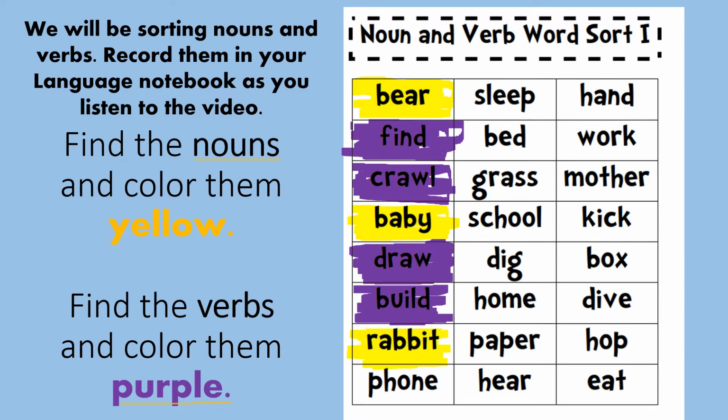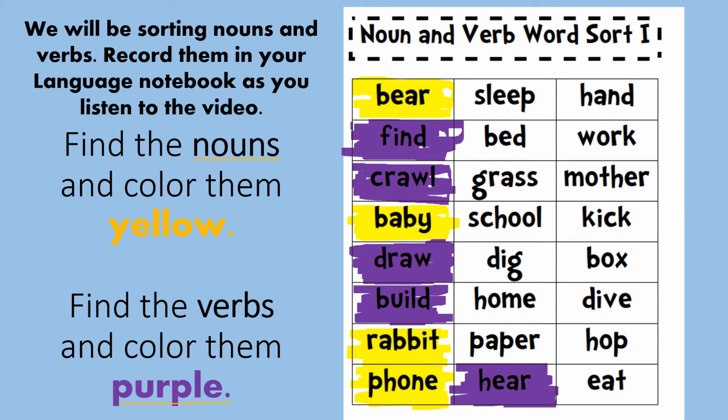A phone. Is that a person, place, thing, or is it a verb? Does it show action? Well, if you said it is a thing, then that means it is a noun. We would shade that yellow. Okay, hear. Is that something you do, or is that a person, place, or thing? If I hear something, that is something I can do. So hear is a verb.